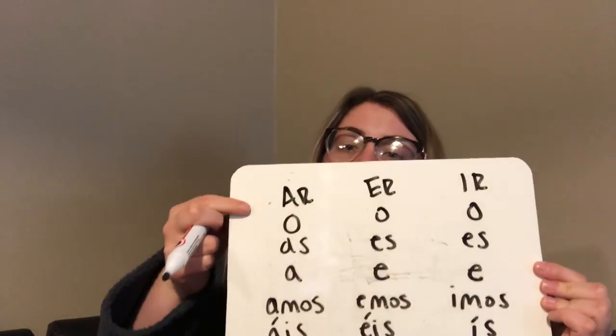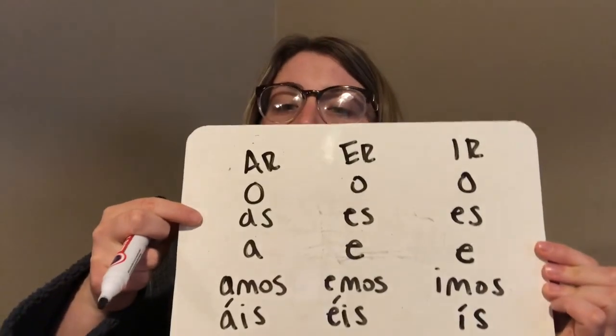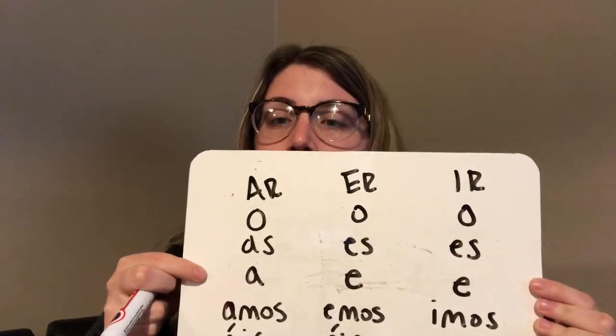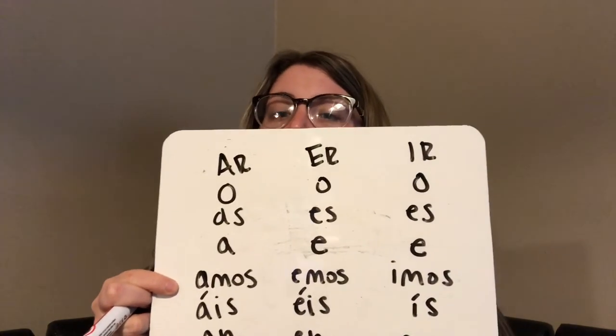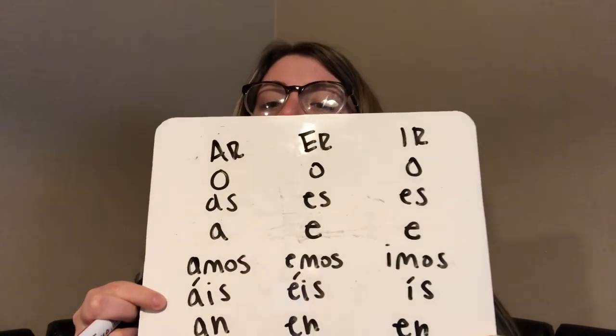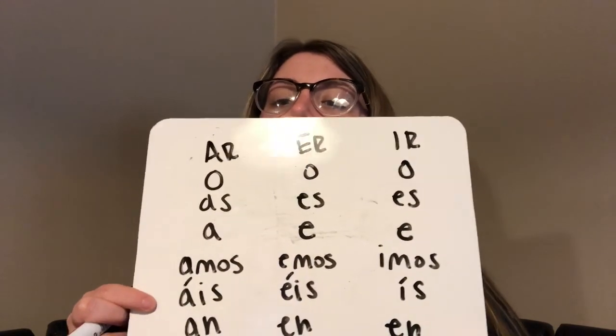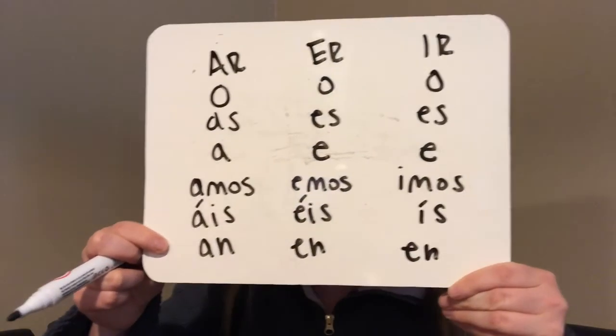You have to know the endings before you can go and really conjugate a verb clearly. So we know that yo is o, tú is as or es, él, ella, usted, a or e, nosotros, amos, emos, imos, vosotros, áis, éis, ís, and then ellos, ellas, ustedes, an or en. So we have our endings. When we know our endings, we can then successfully conjugate a verb.